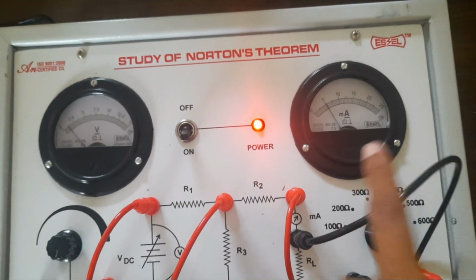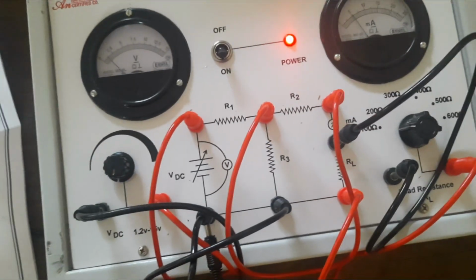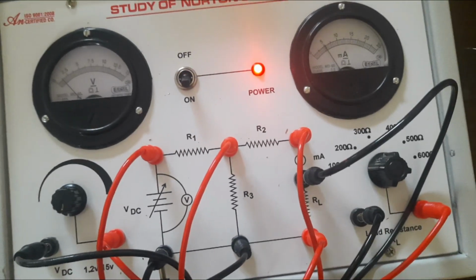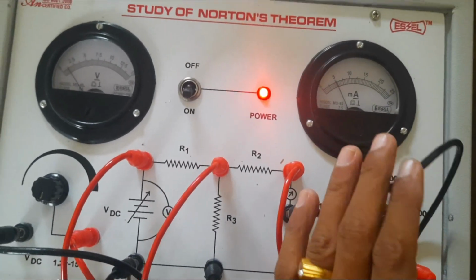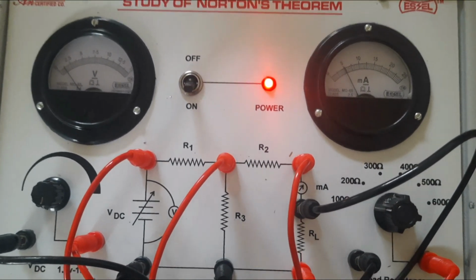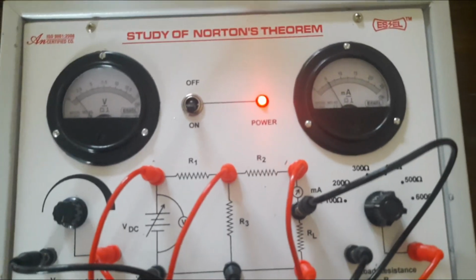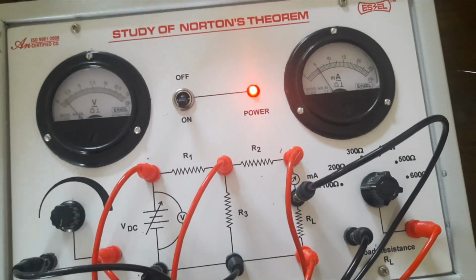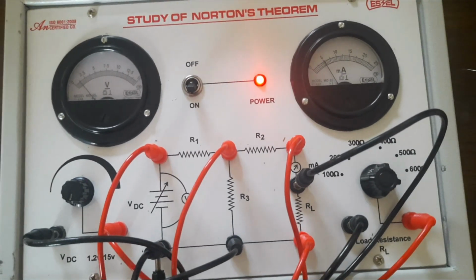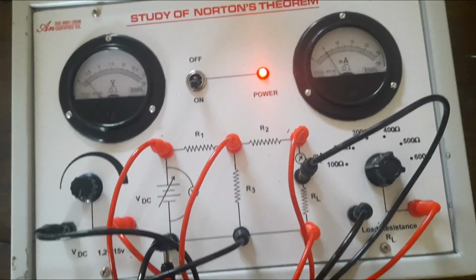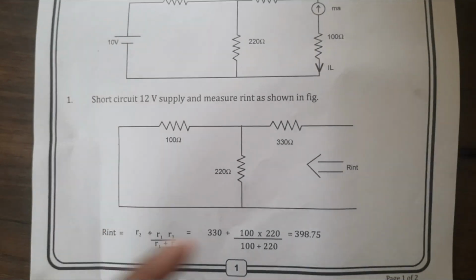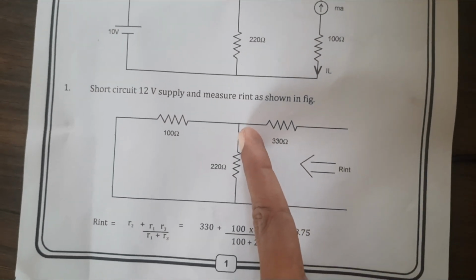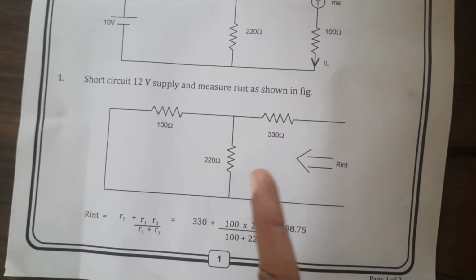Here we need to find two values, Norton current and Norton resistance. For the study of Norton's theorem we have to find these two values: one is the Norton equivalent resistance and another is the Norton equivalent current. Here is the circuit diagram when we are not considering the load resistance, looking only at the two terminals. This is the resistance network.